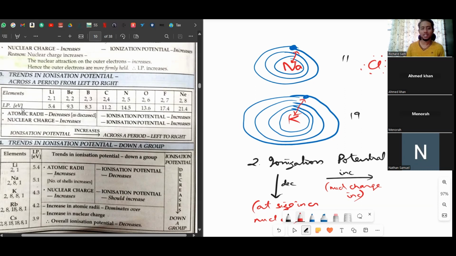Anyway, wherever it is, look as you go to the right, what is happening to the ionization potential? It's increasing. There are some exceptions. Like if you see beryllium is 9.3, it's more than boron. So in all these trends, there are some exceptions which have no reason. But generally, you see the trend that the ionization potential energy is increasing as you go to the right.